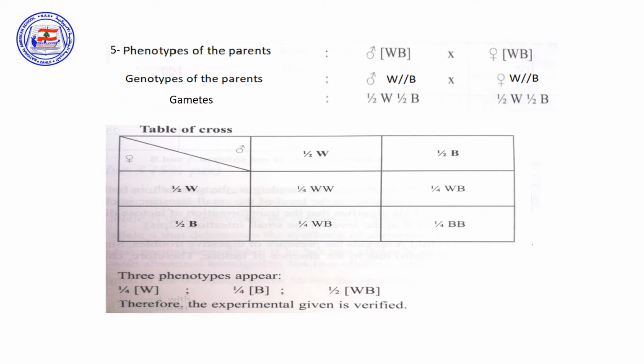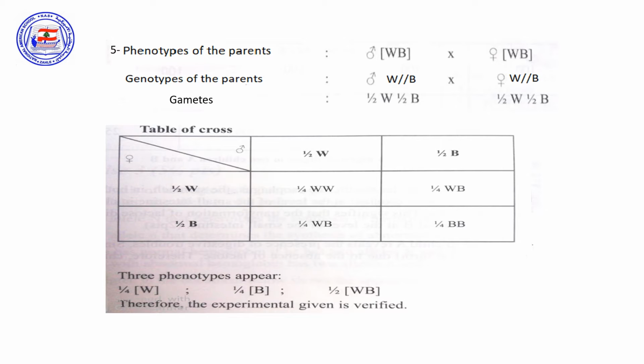So, to answer the fifth question, which consists of verifying the experimental results of F2 by a factorial analysis, the phenotypes of the parents, F1 individuals, WB crossed with WB, their genotypes, WB hybrid crossed with WB hybrid, and thus the gametes are of two types produced by every parent, half W, half B by the first parent, half W, half B by the second parent. Then, these gametes are represented in the table of cross as you can see below.